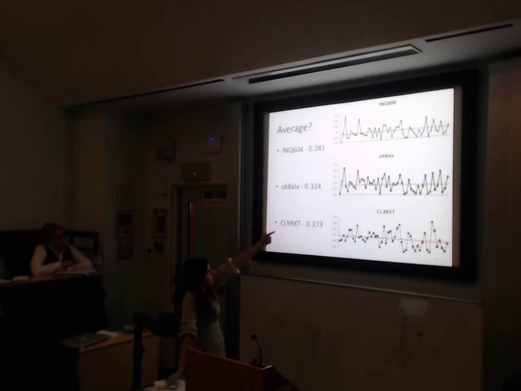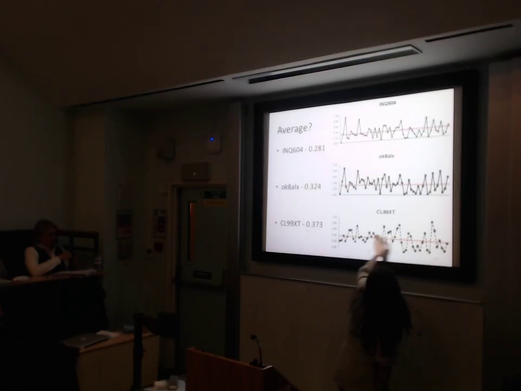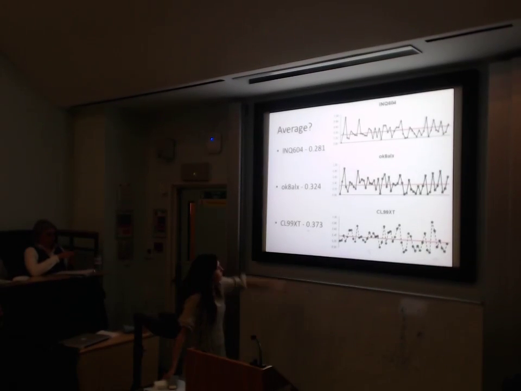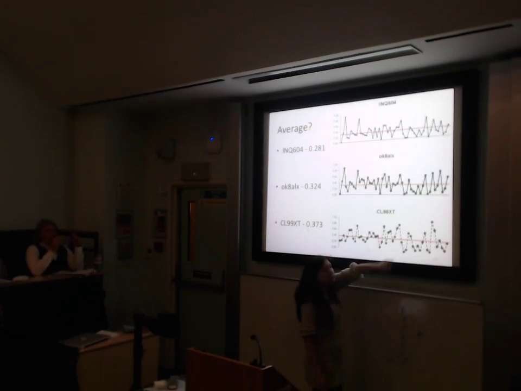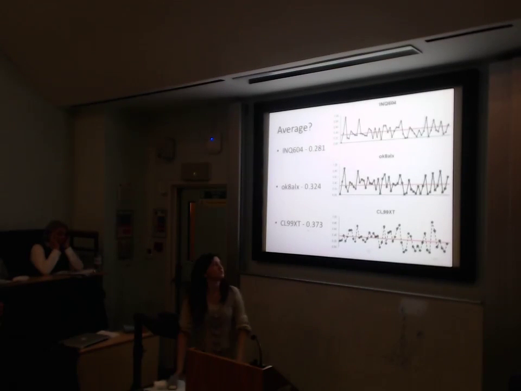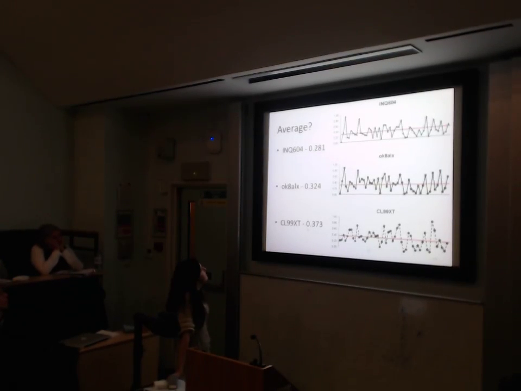So I have a bunch of different retrieval systems here in 604. These are names of systems submitted to TREC. That's why they have these strange names. They are tiny codes for them. Here, the x-axis shows different queries. Okay? And the red lines here are the mean performance across all the different queries. So the mean performance, the average performance across different queries for the first system is 0.281. The second one is 0.324, and the third one is 0.373.